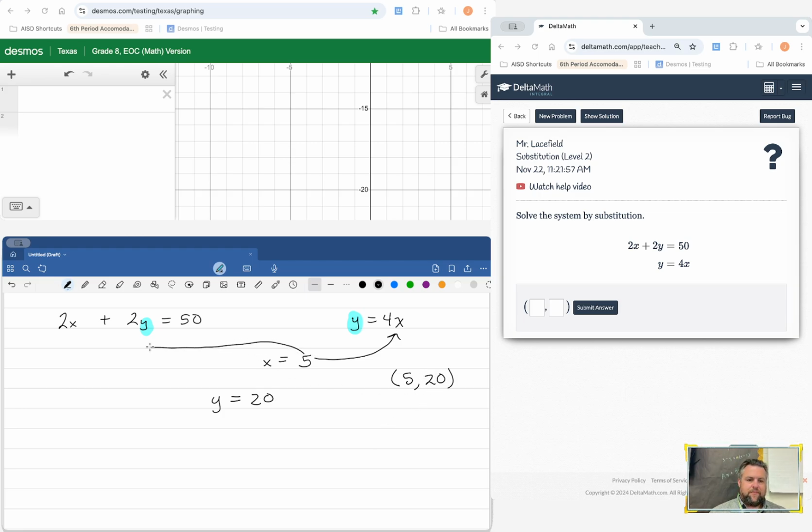Let's check. Take the 5 and plug it back into this equation. So 2 times 5 plus 2y is equal to 50. 2 times 5 is 10. We're going to then subtract 10 from both sides. 50 minus 10 is 40. Get rid of the plus here. We're dividing by 2. y is equal to 40 divided by 2, or simply 20. So the solution point is at (5, 20).